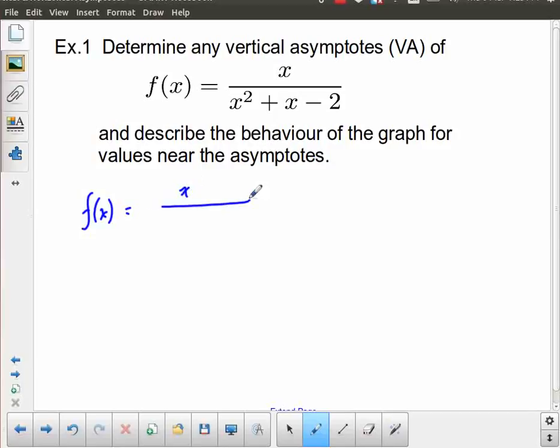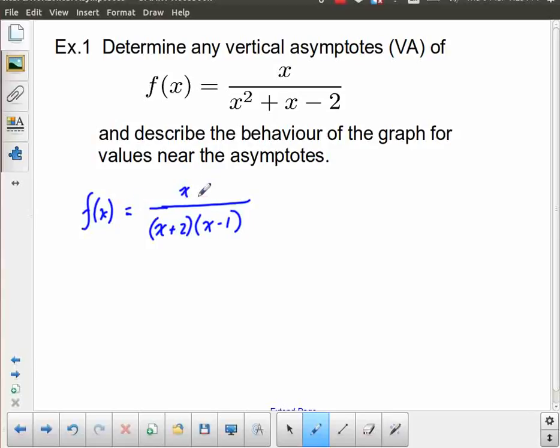Now, the numerator is just x, so I can't do anything more with that. The denominator, though, is a simple trinomial that can be factored into x minus 2, x plus 2, and x minus 1. Two numbers that multiply to negative 2 and add to positive 1.